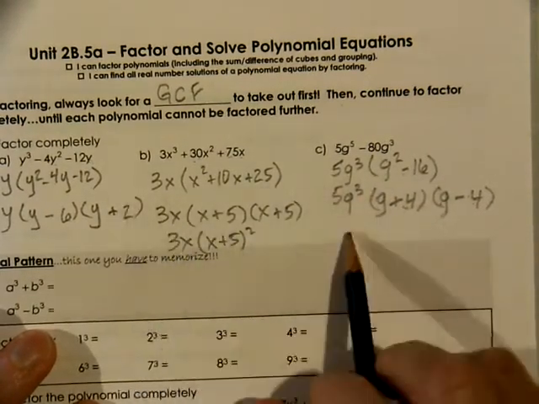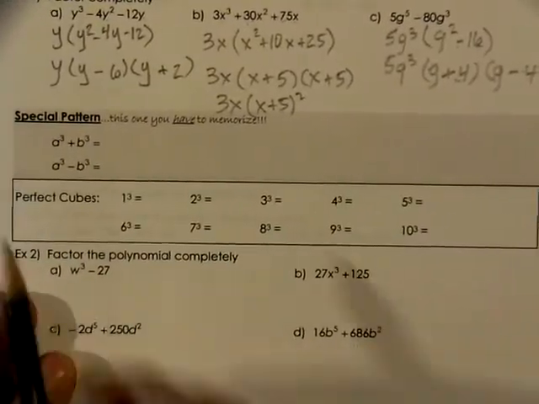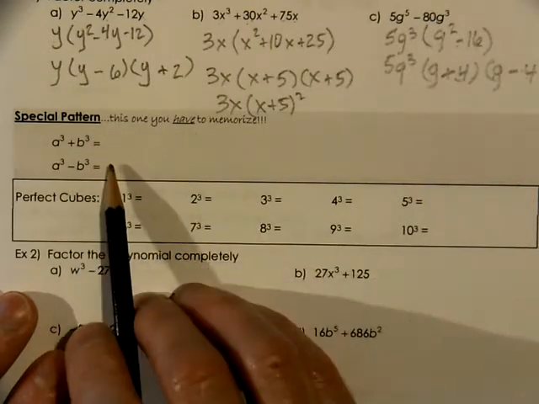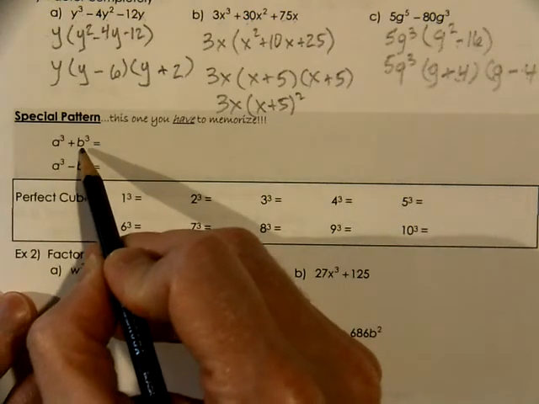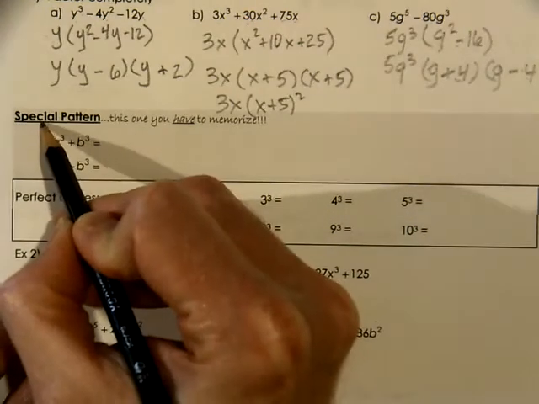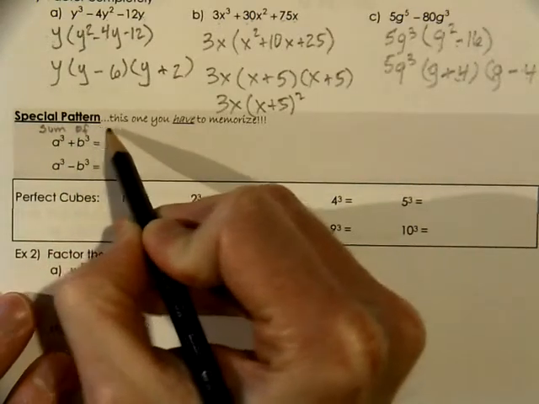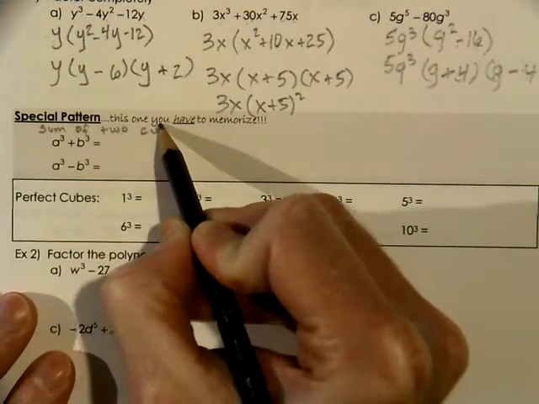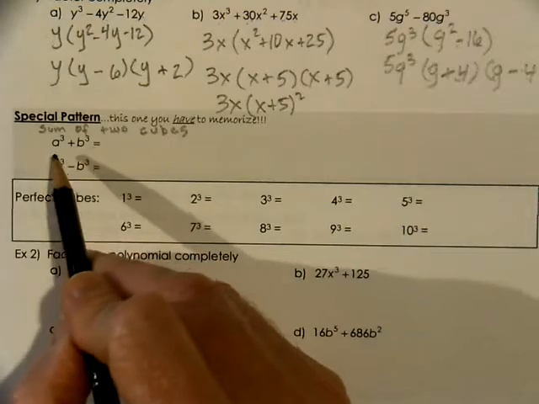Now, these are all past factorings that we've done before. Now we're going to look into a special pattern. Pretty much you just need to memorize this pattern. This one here would be the sum of two cubes. Because you're adding two perfect cubes together.